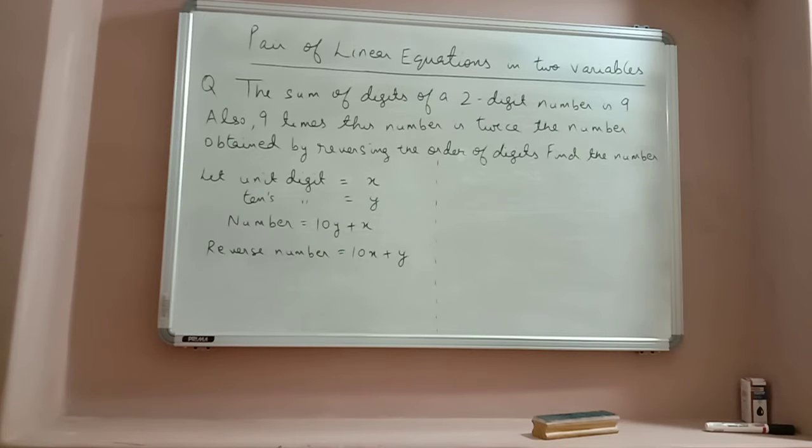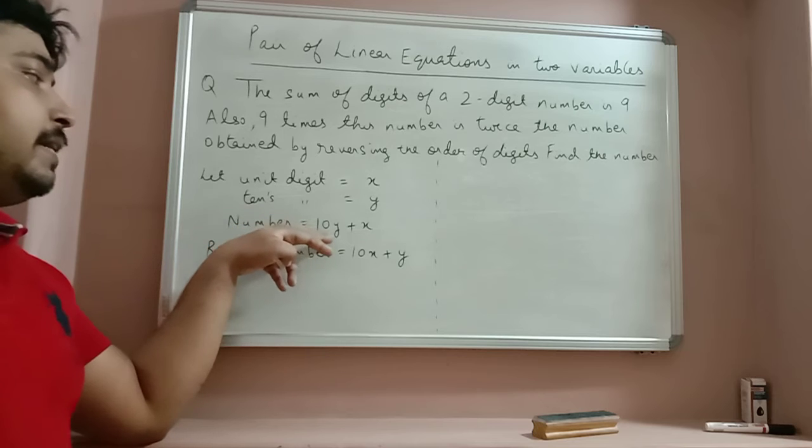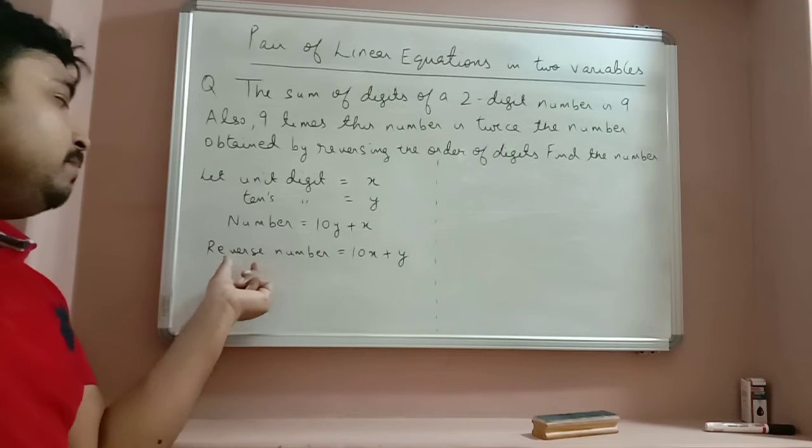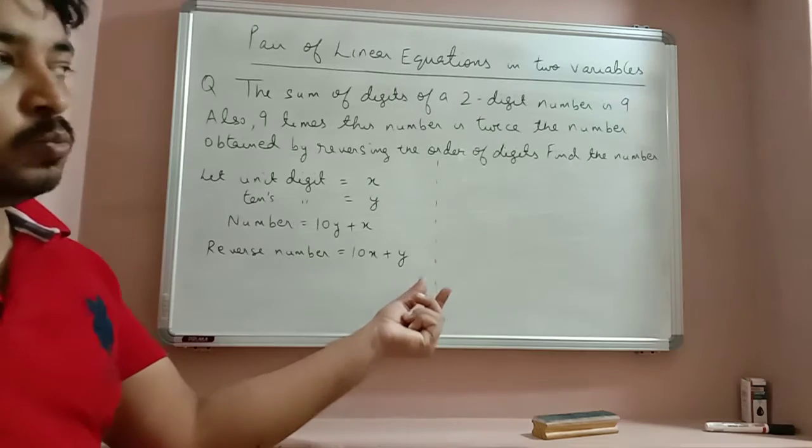So we have all the information here. The unit digit is x, the tens digit is y. The number can be written as 10y plus x in the expanded form, and the reverse number can be written as 10x plus y.